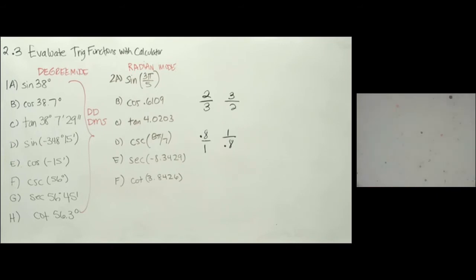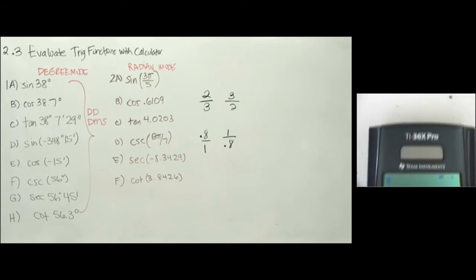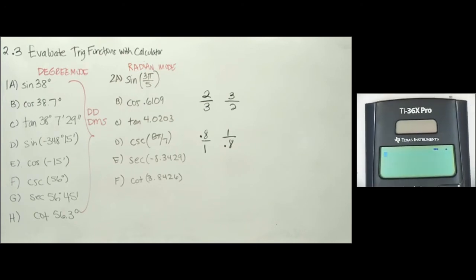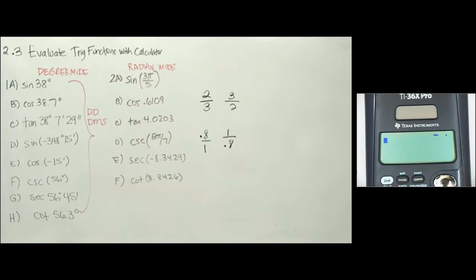Very simple. On the Pro, right now I know I'm in degree mode. There it is. I want to be in radians. So on the Pro, you go to the button that says mode here. You want to arrow over to the right to radians, hit enter so it highlights it. Okay, you got to have it highlighted. Now to get out of here, you're going to hit second quit. And we're out. It's RAD.